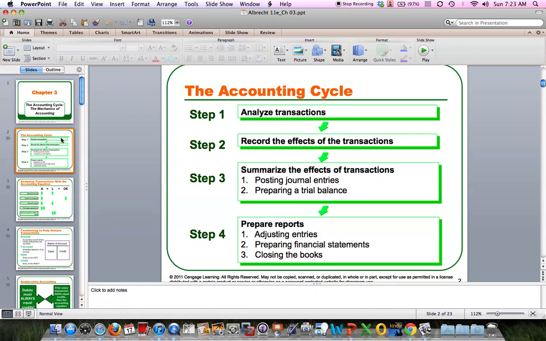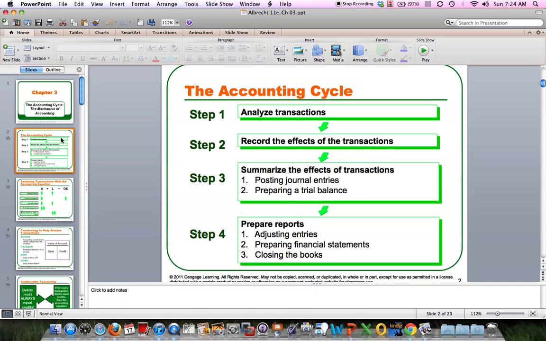Step three is to summarize the effects of the transactions by posting journal entries and preparing a trial balance. So step three is basically doing your accounting for the day. After the day is over, you've got a stack of source documents, receipts, invoices, and so on. It's time to take that information and turn it into journal entries. Once we post the journal entries, then we prepare something called a trial balance.